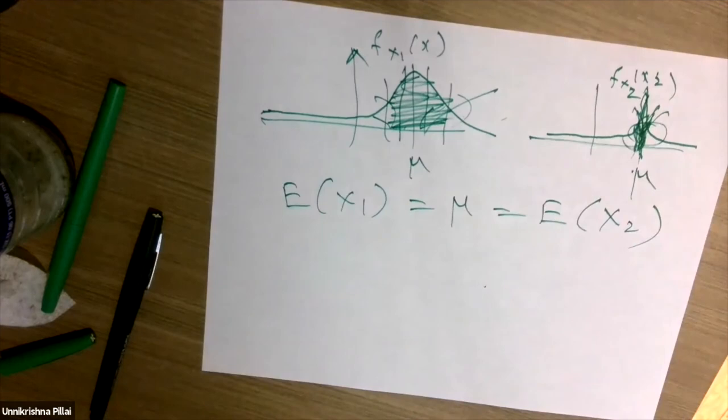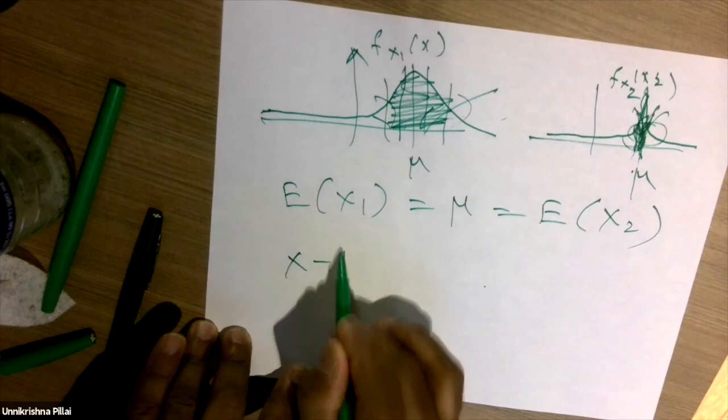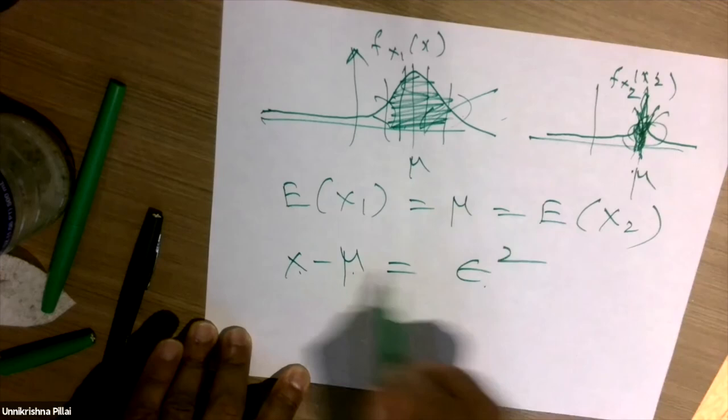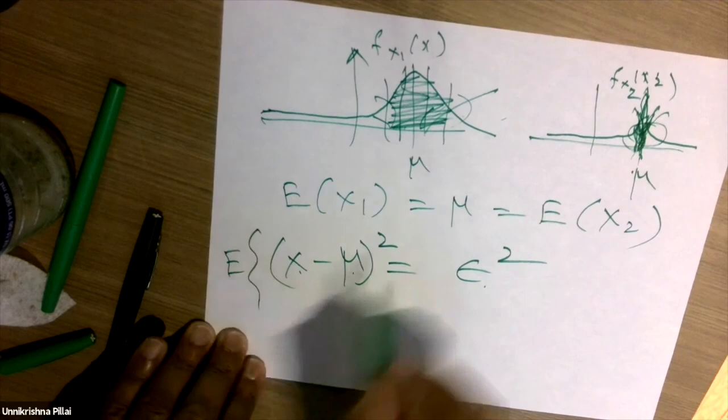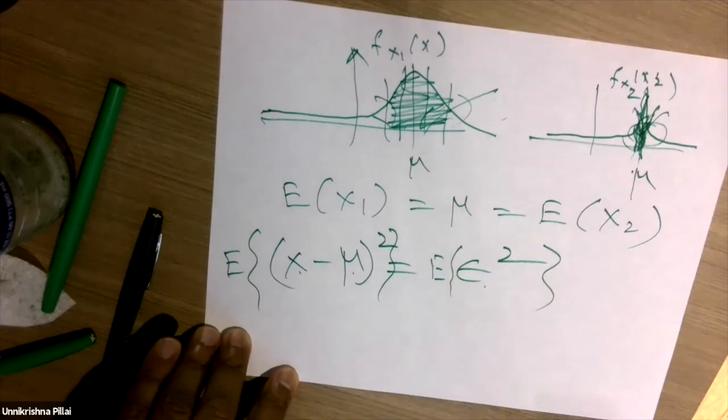And usually it's like the mean squared error. X minus mean, this is the error. Square the error, because plus error, minus error shouldn't matter, and take the expected value. So this is like the mean squared average, right?